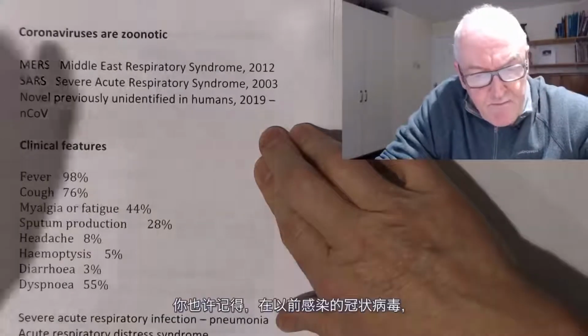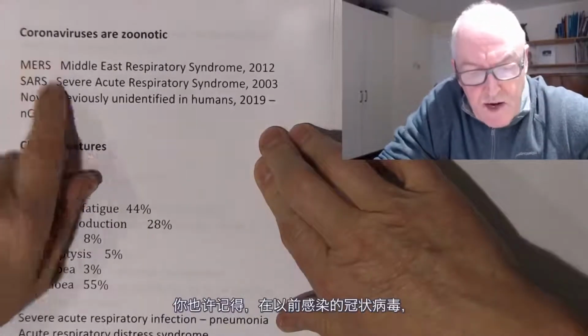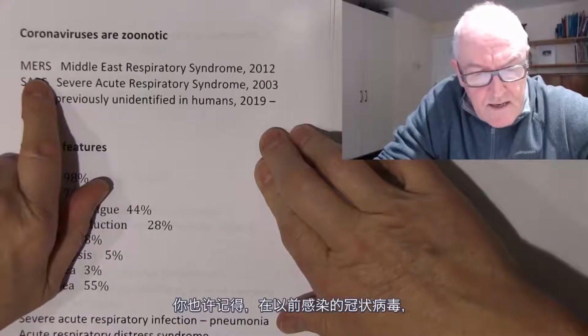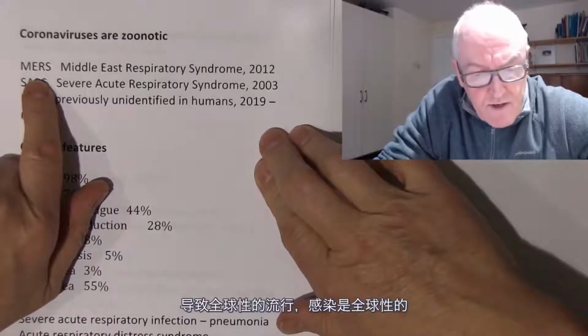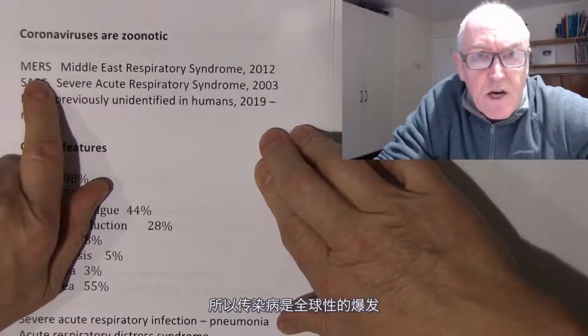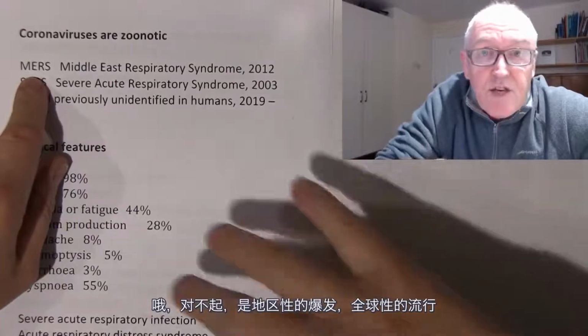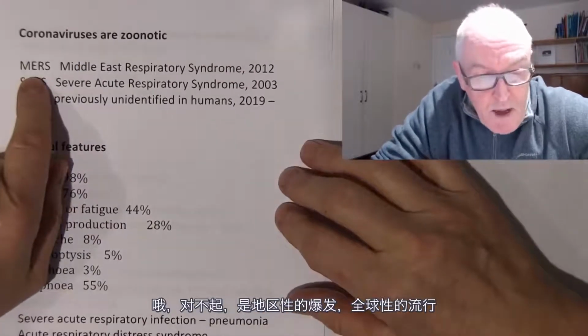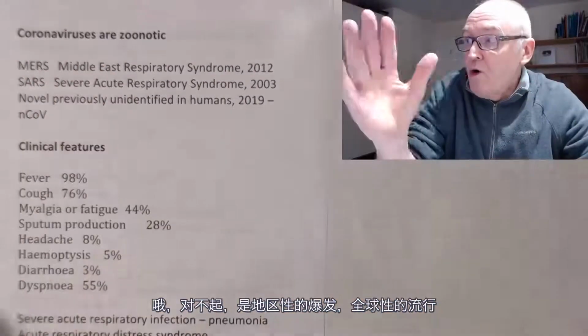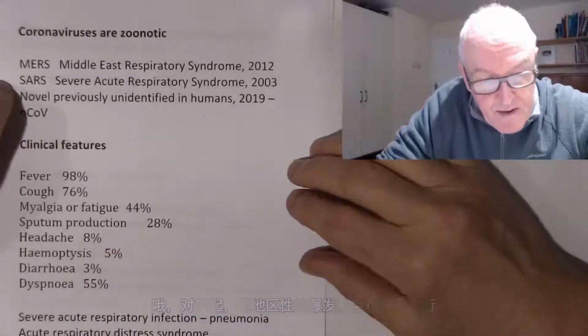And you might have remembered previous infections of coronavirus that have caused pandemics that have gone around the world, infecting the world. So an epidemic is a large local outbreak. A pandemic, all of the world is affected.